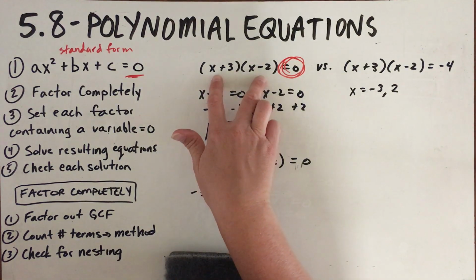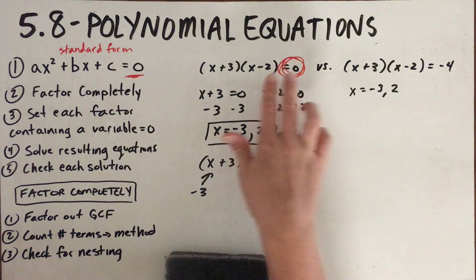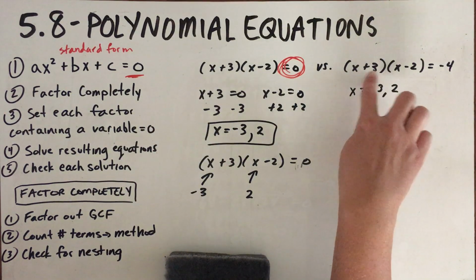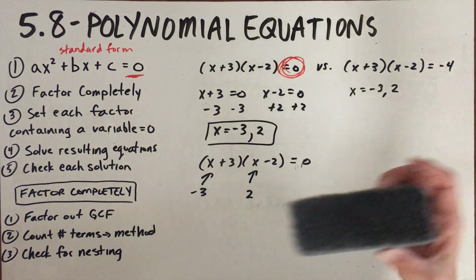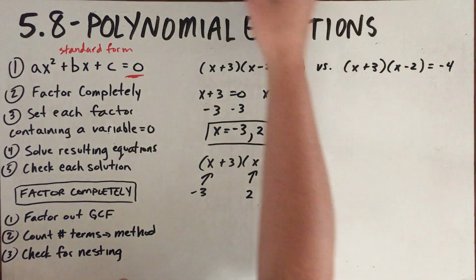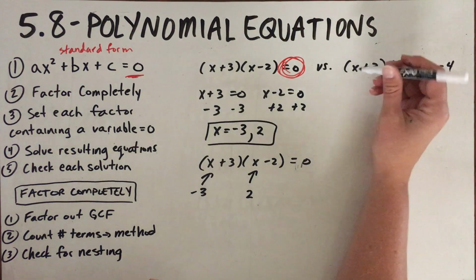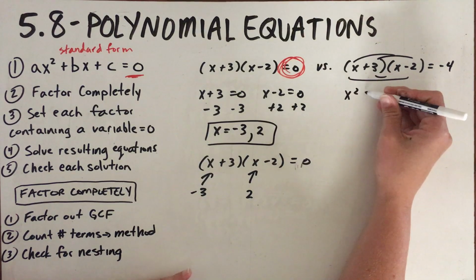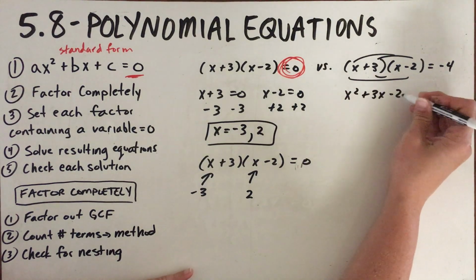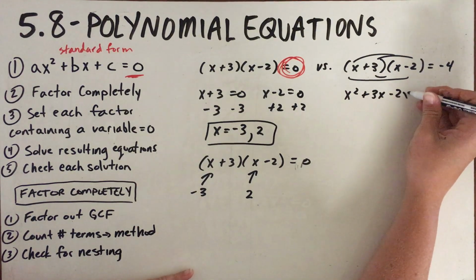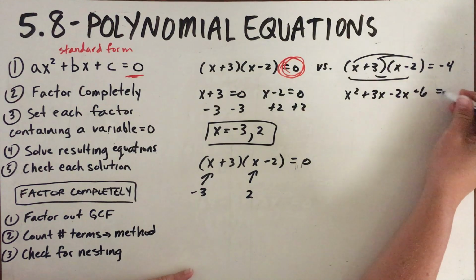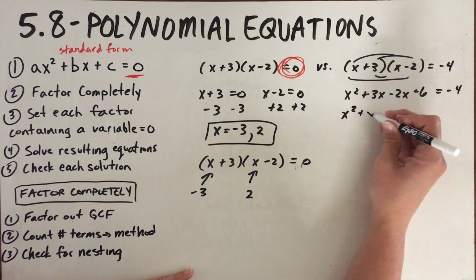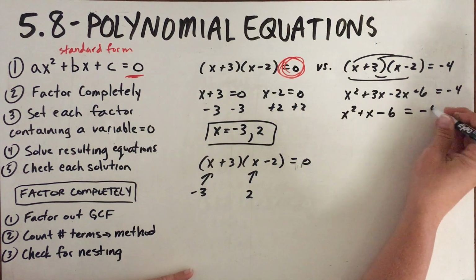Now, I could multiply this back out to make it standard form, but that would be silly when the other one is already equal to 0 and factored. I want to work smarter, not harder. But here, I can't just say -3 and 2 would make this 0. I have to multiply this out. I get x squared plus 3x minus 2x minus 6, and that's going to be equal to -4. So we'll get x squared plus x minus 6 is equal to -4.